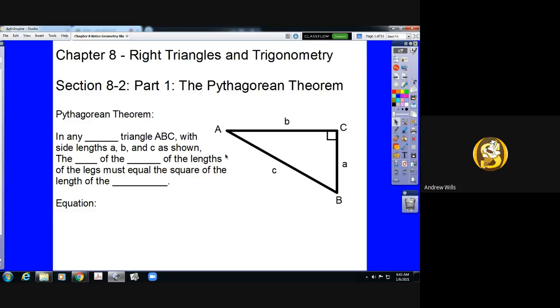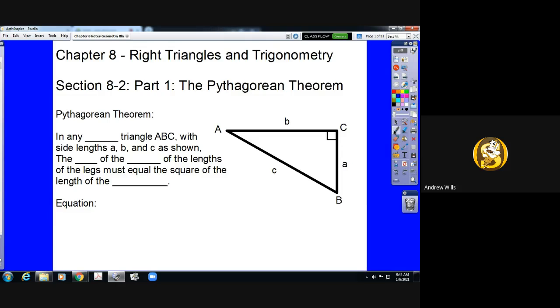So again, today we are starting chapter 8. We're going to start with section 8-2. The main reason for that is that section 8-2 covers the Pythagorean Theorem, which you should have had some exposure to in middle school, which makes it easier to teach, or at least to introduce, virtually than the other stuff in chapter 8, which should all be brand new material. So we're going to start with section 8-2, which is the Pythagorean Theorem.